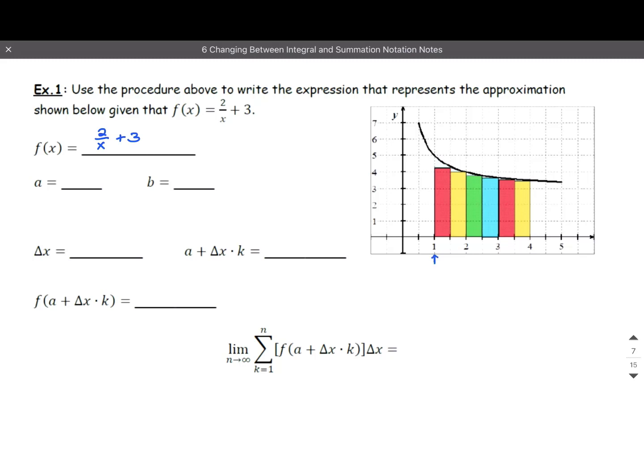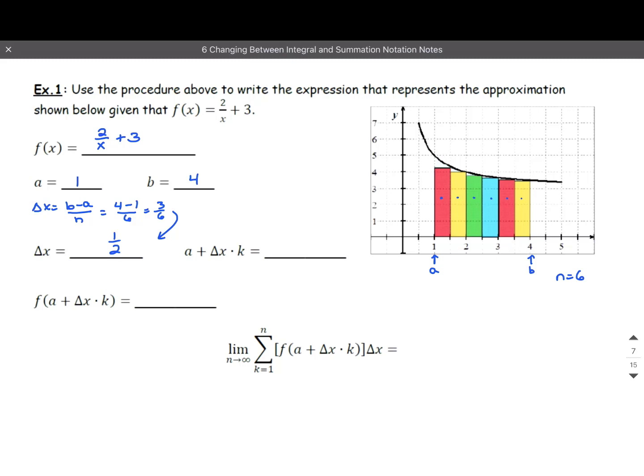My graph here, my rectangles go from 1 to 4. Those are my a's and b's. So a is 1 and b is 4. I'm also going to count here. There's 1, 2, 3, 4, 5, 6. There are 6 rectangles. So let's find delta x. Now remember, delta x is b minus a over n. So that would be 4 minus 1 over n is 6. That's 3 over 6, which reduces to 1/2.